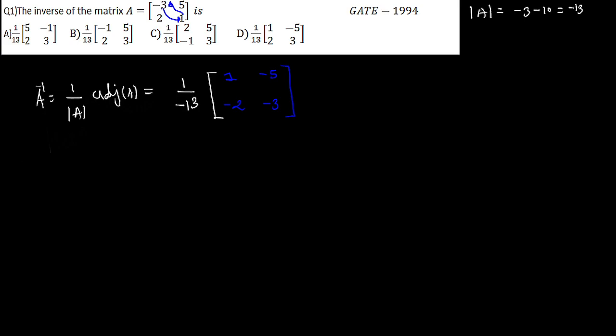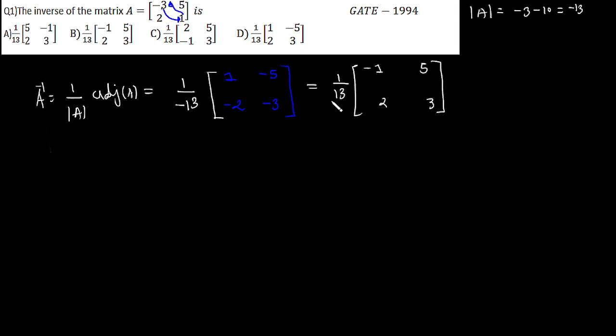Now let's multiply this negative sign with this matrix. So what we are getting is simply 1 by 13, here minus 1, here plus 5, here again plus 2, here again plus 3.